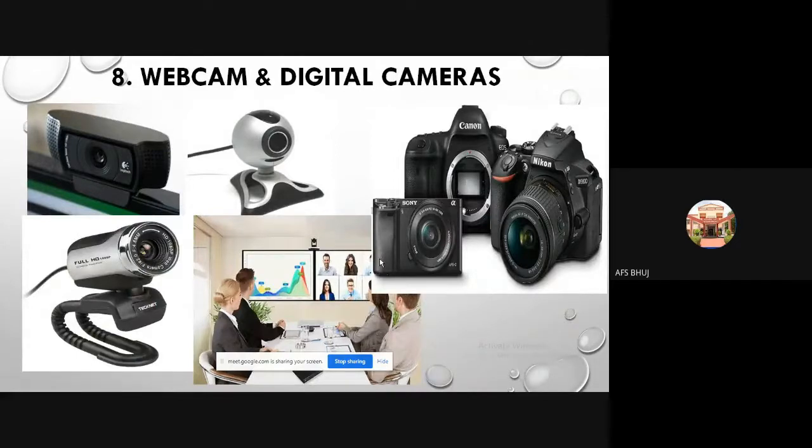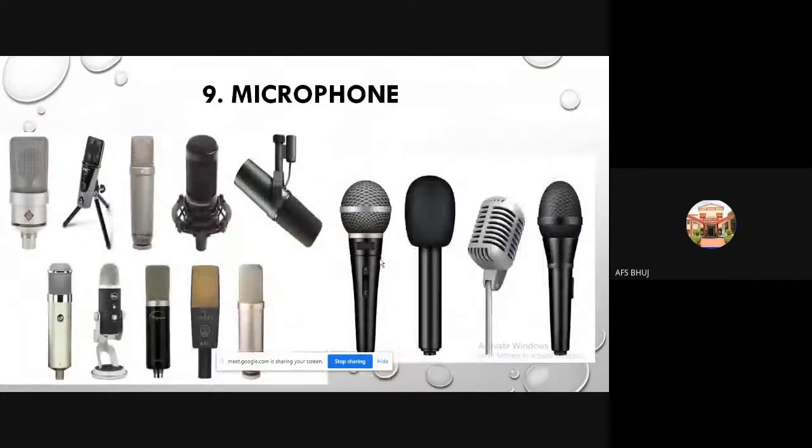Next, microphone. Microphones, you all are familiar. It is a voice input device. It is used to send our voice into the computer. If you want to send your voice into your computer, we use a microphone here.